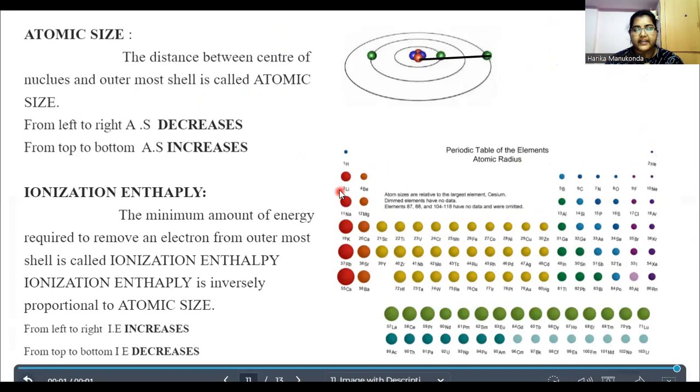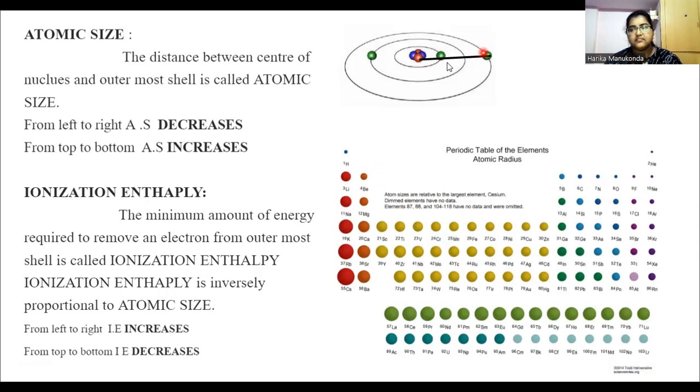From left to right, is the atomic size increasing or decreasing? See, decreasing, no? Why is it decreasing? As the number of electrons increases, there is more nuclear attraction towards the nucleus, so the size decreases. In the same way, from top to bottom, is the atomic size increasing or decreasing? Here it is increasing. So the atomic size increases from top to bottom and decreases from left to right. The distance between the nucleus and the outermost orbital is called atomic size. This is the first property.